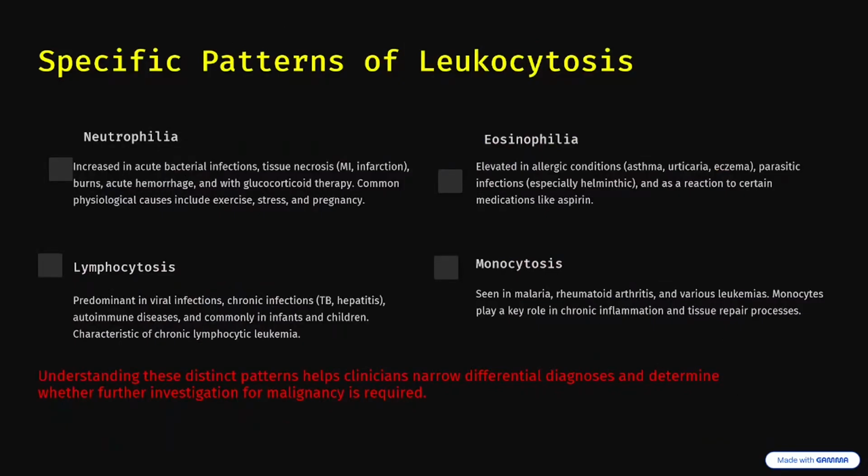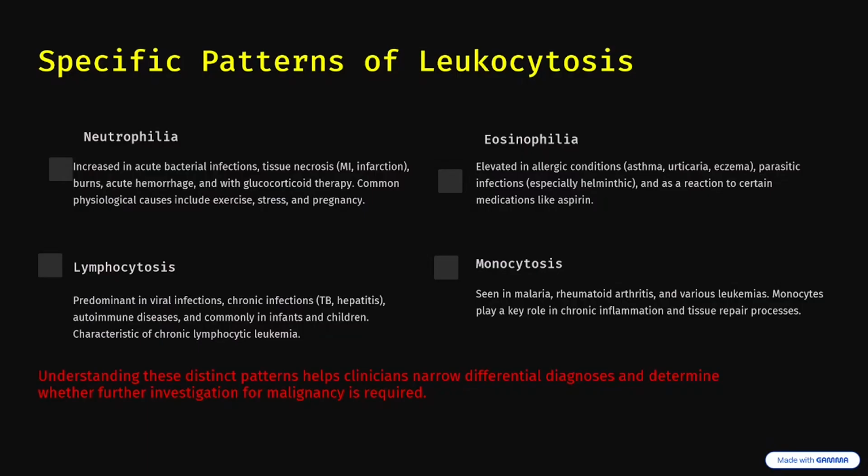What are the specific patterns of leukocytosis? There is neutrophilia, lymphocytosis, eosinophilia, and monocytosis. What is neutrophilia? An increase in the number of neutrophils is called neutrophilia. It may be caused by acute bacterial infections, tissue necrosis, burns, acute hemorrhage, and glucocorticoid therapy. Common physiological causes include exercise, stress, and pregnancy.